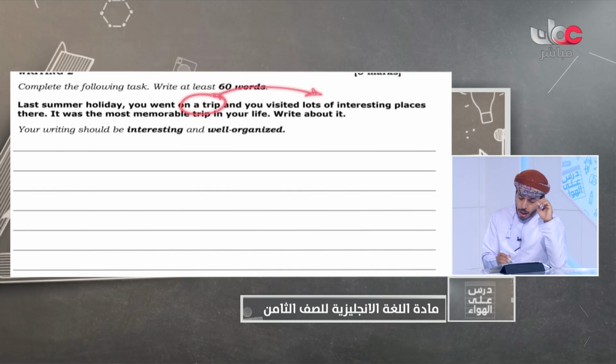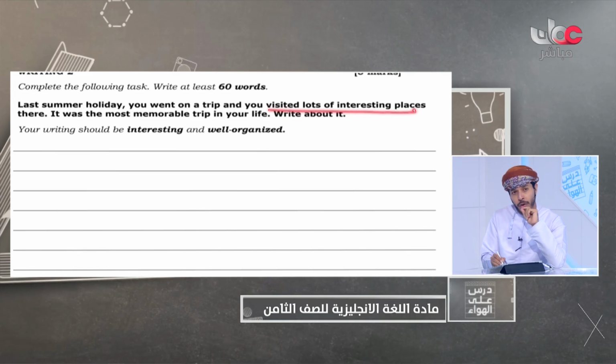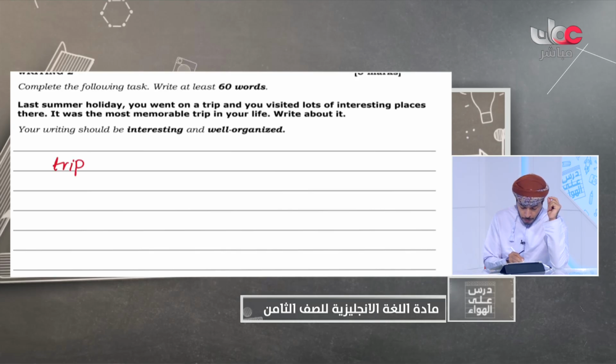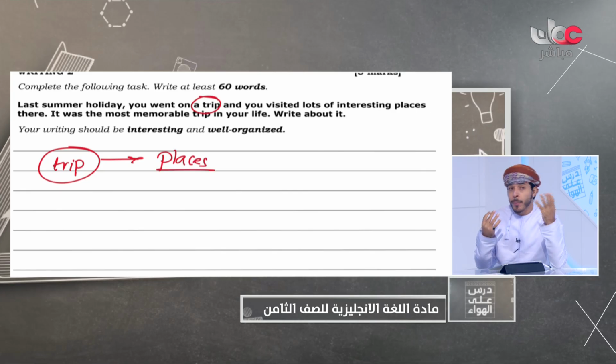Okay? In this trip, you visited lots of interesting places, and this is what I meant by understanding the question. Read every single word in the instruction in order to understand it. So here we have, you are in a trip, okay? And you, in this trip, you have visited different places. Good. So here I need to think about places. What are the places? For example, the mountains.